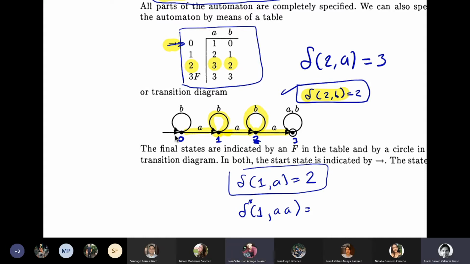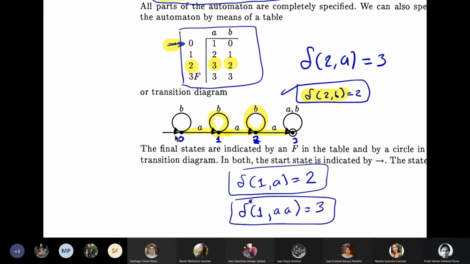So this is basically, if you are in state 1 and you read two A's, I mean A, then you get to 2, and the second A leads you to 3, okay? Do you understand this, Nicole? Yes, teacher.